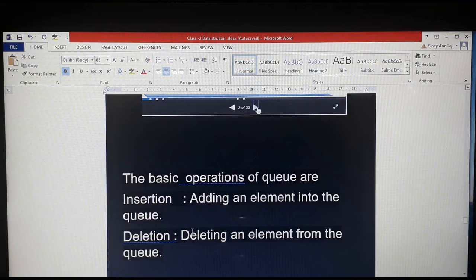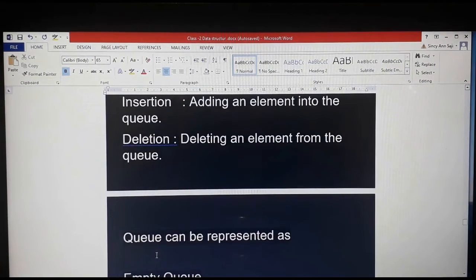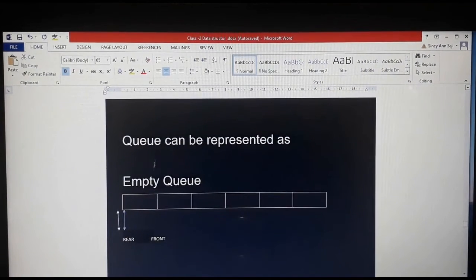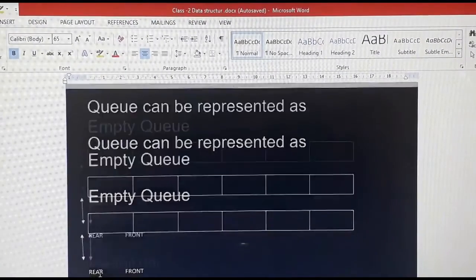In the same way, in the queue also there are two types of operations. Inserting or adding an element into the queue is known as insertion. Removing an element from the queue is known as deletion. These are the normal terms, insertion and deletion. Now, how is the queue implemented in programming terms? See, I just represent a queue in this way. There are two pointers represented over here. One is the rear pointer and one is the front pointer.